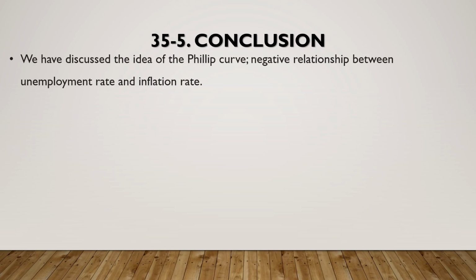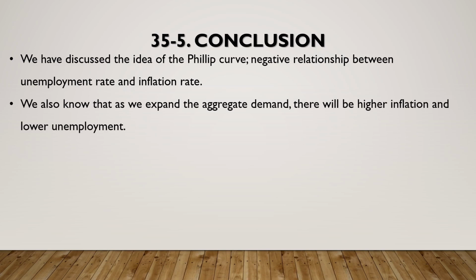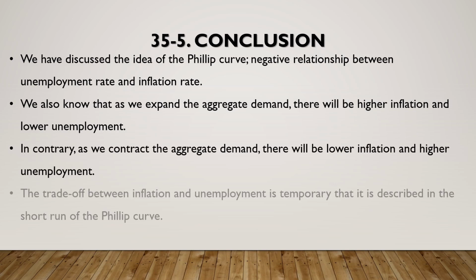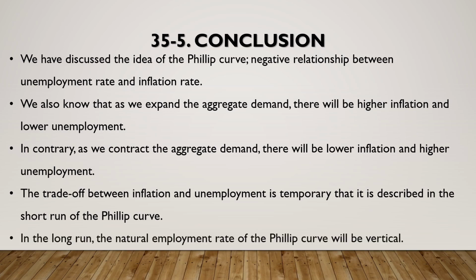In conclusion, we have discussed the idea of the Phillips Curve, which is the negative relationship between the unemployment rate and the inflation rate. We also know that as we expand aggregate demand, there will be higher inflation and lower unemployment. In contrast, as we contract aggregate demand, there will be lower inflation and higher unemployment. The trade-off between inflation and unemployment is temporary, described in the short run of the Phillips Curve. In the long run, however, the natural unemployment rate makes the Phillips Curve vertical.